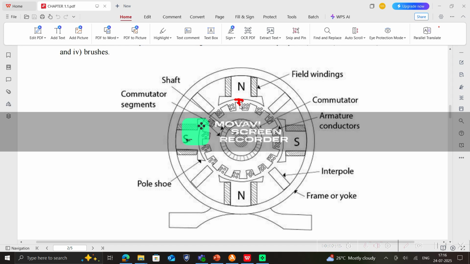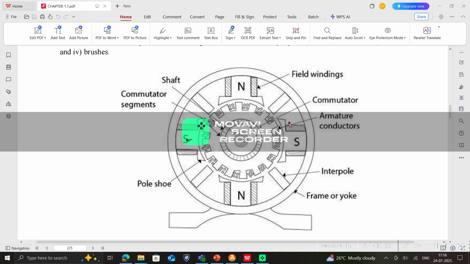Air gap is nothing but the separation between the stator and the rotor. Normally we will be keeping this part as 0.5 to 0.6 mm to get uniform flux distribution. So you can see the main parts like field windings, then armature conductors, commutator, interpoles, yoke, pole shoe, shaft, etc.